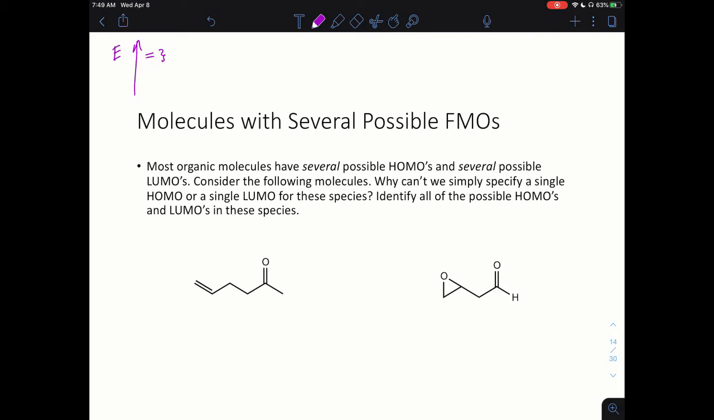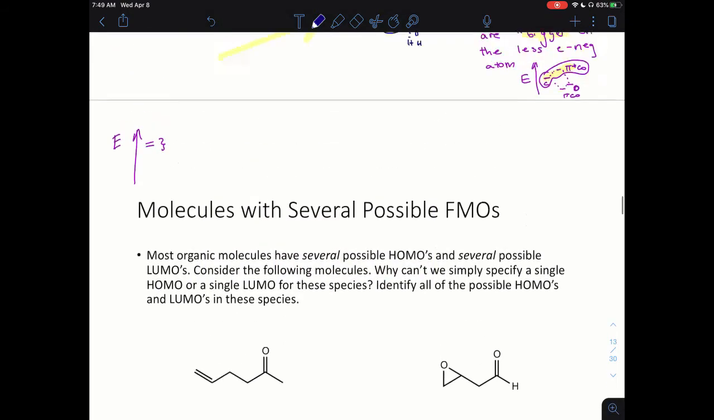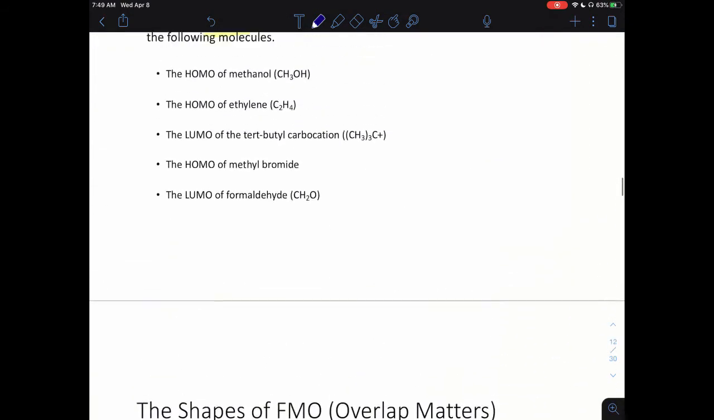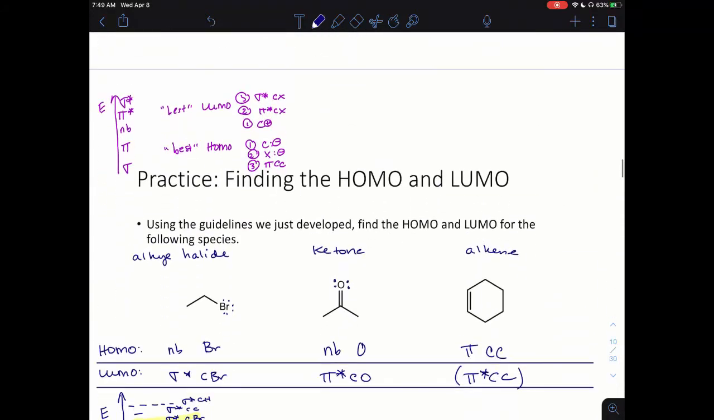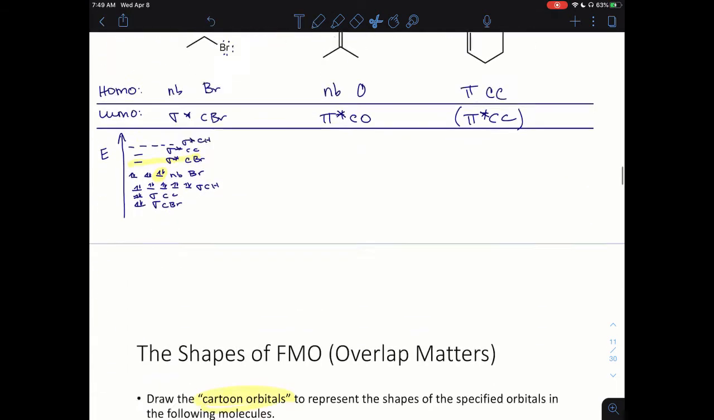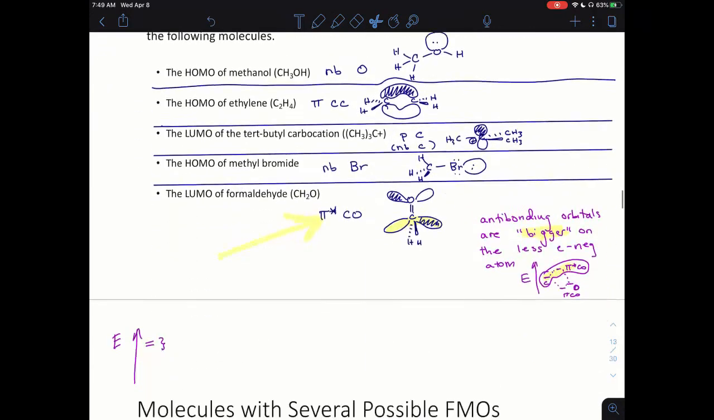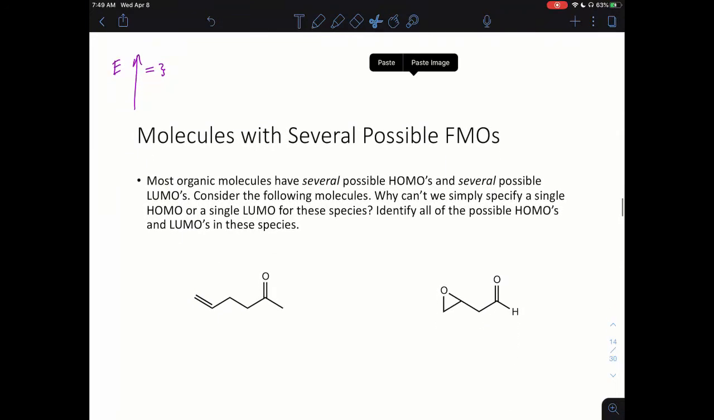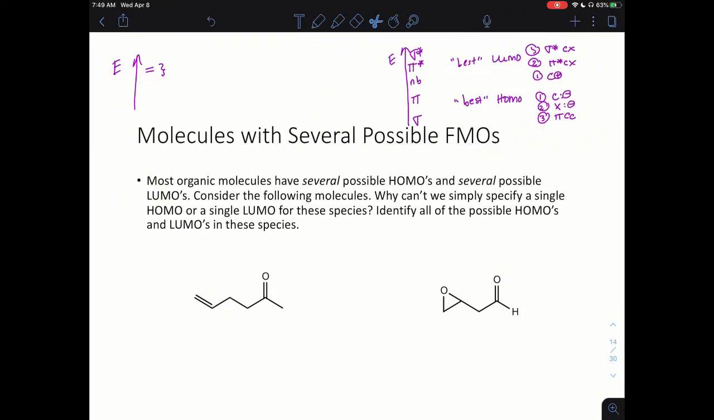So we need to be able to identify all the possible reasonable HOMOs and LUMOs. And how do you know what's reasonable? I've told you. It's these orbitals. These are the reasonable ones. So if we want, we can just copy and paste this. Those are the reasonable HOMOs and LUMOs. Put it over here this time.